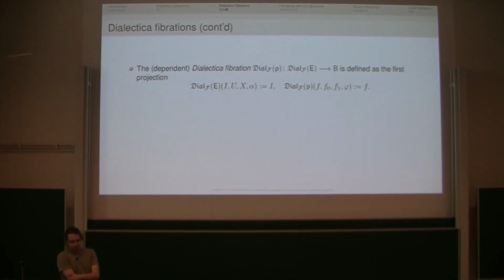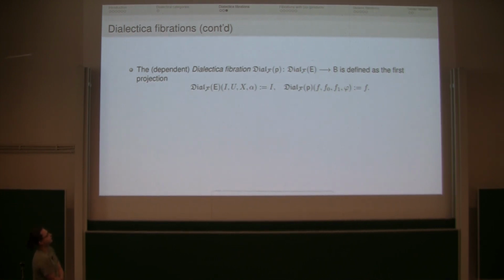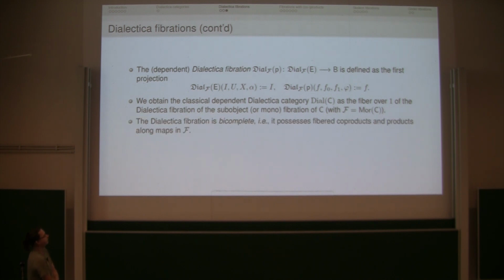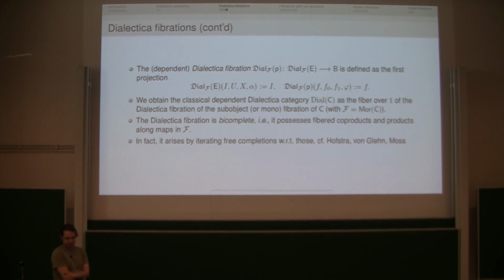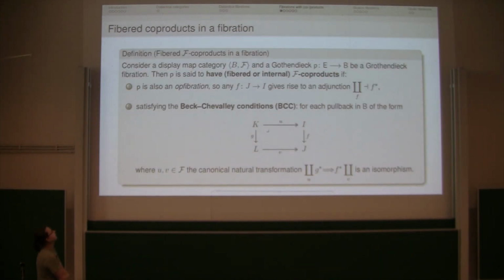And we get the fibration by projecting to the very first component from this total category. And from this you can, in a canonical way, recover the traditional dialectica category. So this fibration is bicomplete in the sense that it possesses fiber co-products and products, and it actually arises by iterating these completions, but it's not the simultaneous free bicompletion, so this mismatch you can see, for instance, discussed in this paper by Bosta.